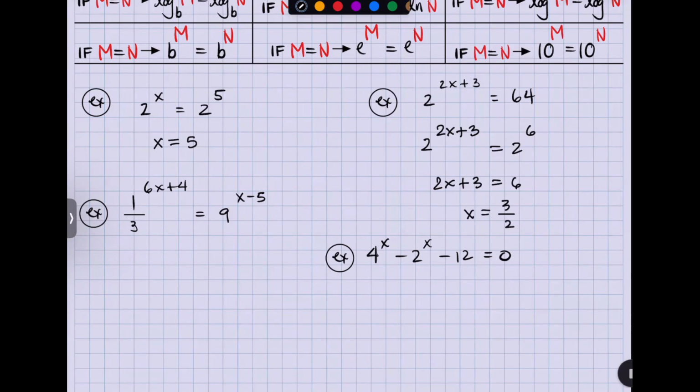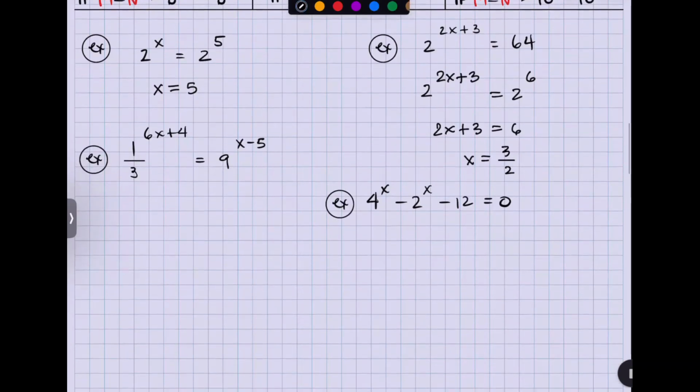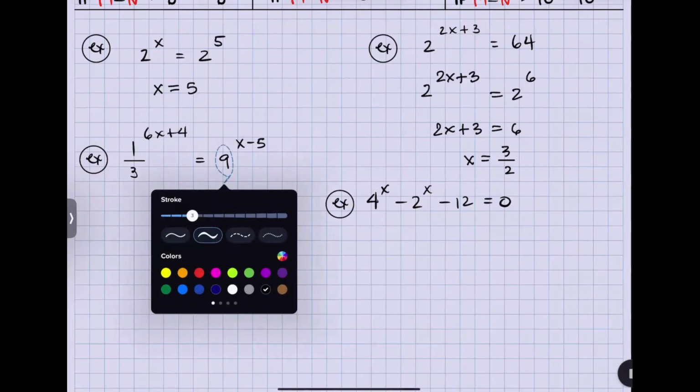Oh, this is going to be a special one. Here, bottom left. How do we get those bases to be the same? What's 1/3 going to convert to? Okay. That's one way to do it. I'm good with that. So he decided to make 9 to be a 1/3 power.